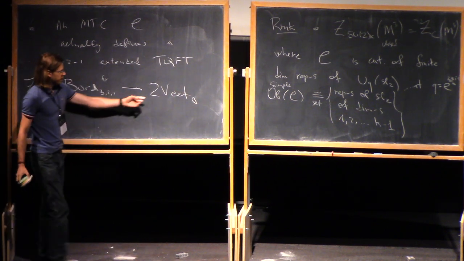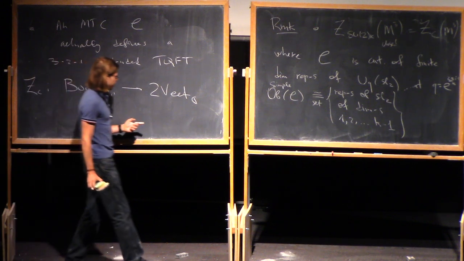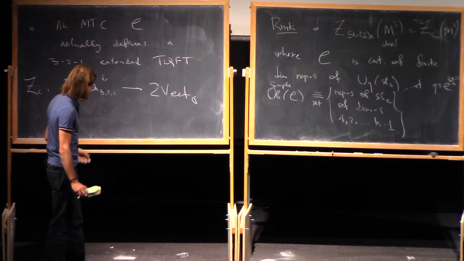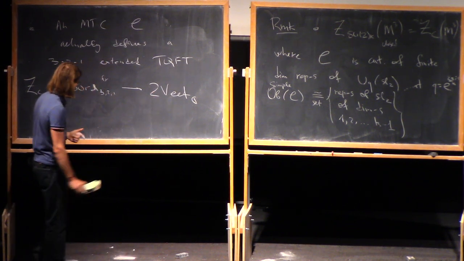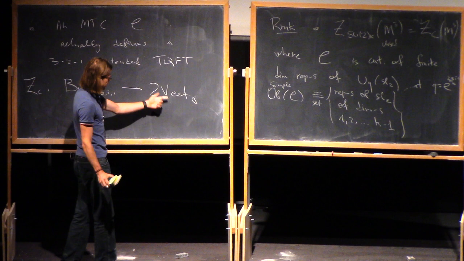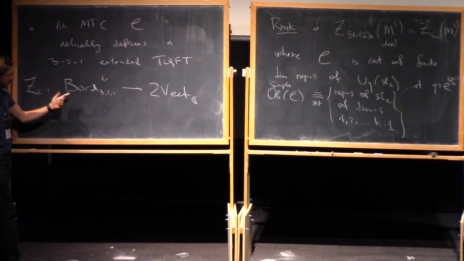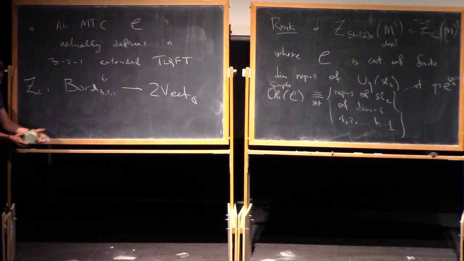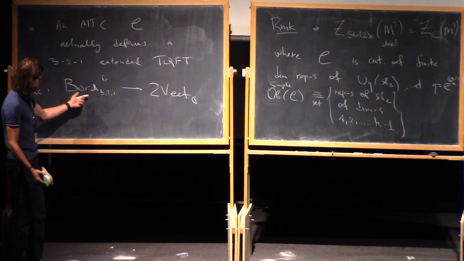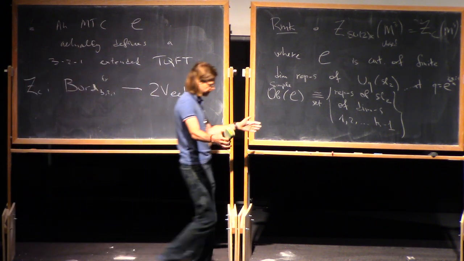So the right hand side is a two category where the objects are linear categories, and the one morphisms are functors between them. Well, the two morphisms are natural transformations. And here the objects are one manifolds, which is just a bunch of circles, and the one morphisms between the objects are two dimensional bordisms. So these are Riemann surfaces with boundaries, and then the two morphisms are bordisms between these two manifolds with boundaries, which can be manifolds with corners.